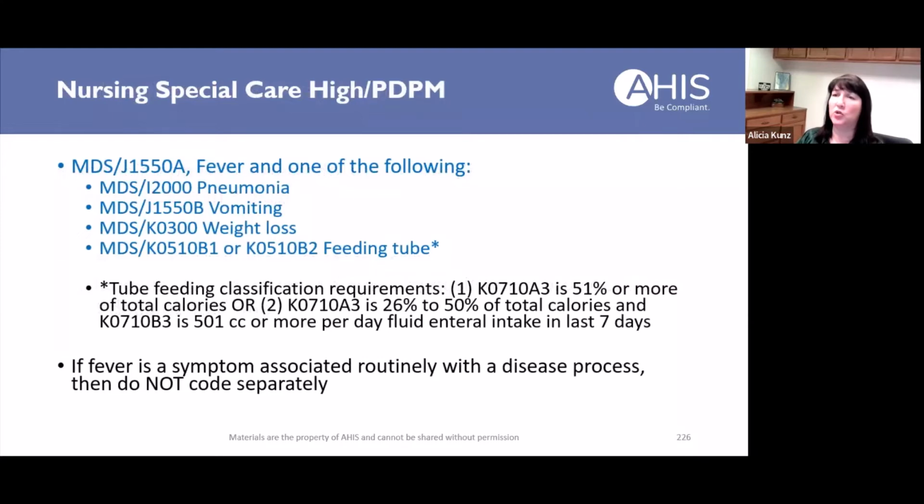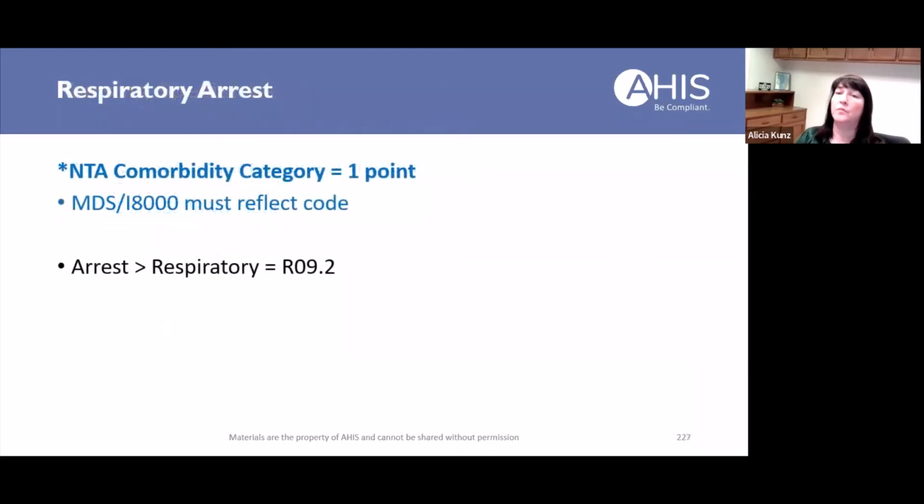When it comes to nursing special care high in PDPM, if you have a resident who has fever and pneumonia, vomiting, weight loss, or feeding tube, you can see these are all different sections on the MDS that will impact our nursing category special care high. There's a little bit of information here about tube feeding classification requirements. I'm not going to bore you with that. But do remember, if a fever is a symptom that is associated routinely with the disease process, then do not code that separately. Respiratory arrest is 1 NTA point, and that is an I-8000 code, and it is an R code.